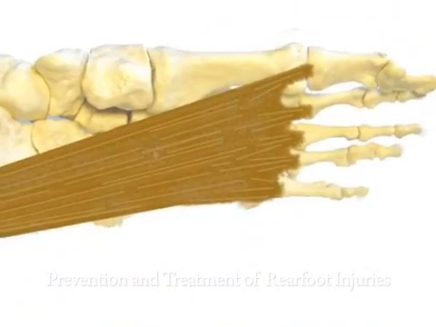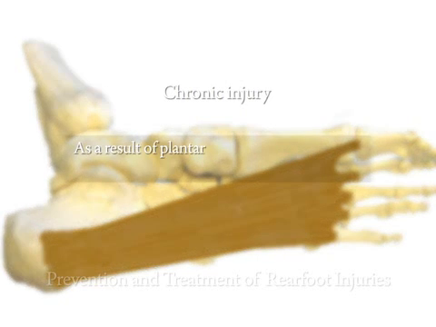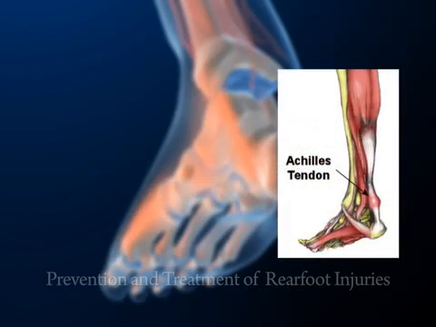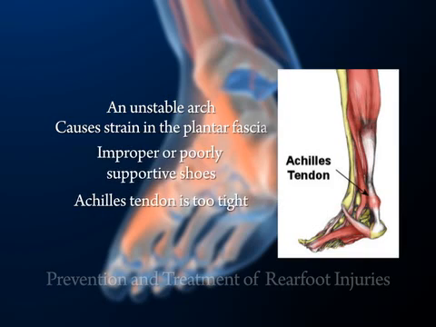ball. Plantar fasciitis is considered a chronic injury, not an acute injury, as a result of plantar fascia being continually stretched past its normal extension, causing tears in the fiber, which occurs when the arch of the foot is elongating or falling. An unstable arch causes strain in the plantar fascia. This may occur when improper or poorly supportive shoes are worn, or when the Achilles tendon is too tight and puts strain on the arch.